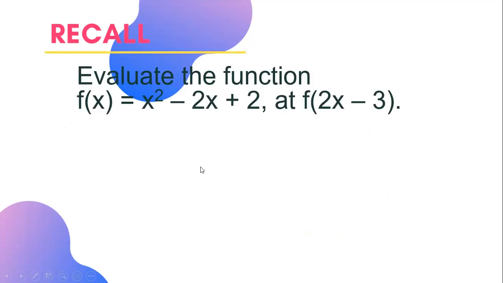So how do we evaluate a function? In evaluating a function, all you have to do is substitute whatever is the value of x given in the problem. In this case, the given value of x is 2x minus 3. That means the 2x minus 3 here must be substituted on all the values of x. So if we do that, then replace x by 2x minus 3, then you have to square that.